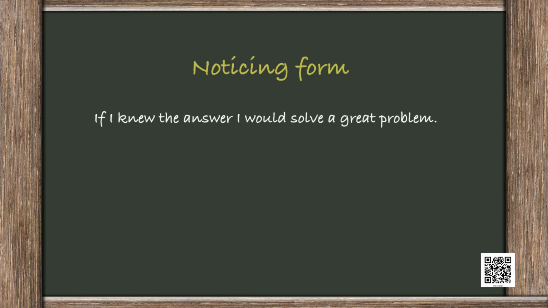If I knew the answer, I would solve a great problem. Now, if you notice, he's not saying if I know the answer. He's saying if I knew. Now, that's the second conditional coming in, right? Which basically means that the probability of someone knowing this doesn't exist. It's not very high, which means it's an unrealistic situation. So, which means that this answer cannot be known.